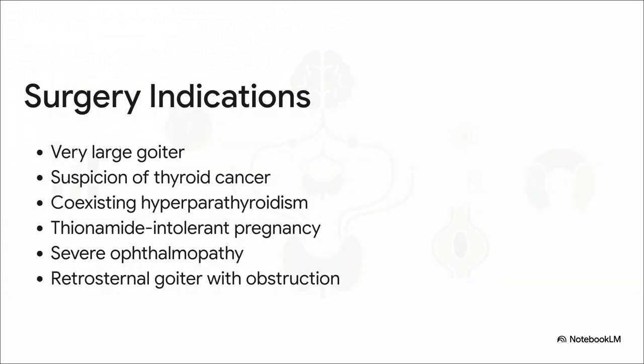To close this out, you have to memorize these exact indications for a thyroidectomy. Discovering a cold nodule on a scan that yields suspicion of cancer on an FNA will immediately mandate surgical resection. You'll also select surgery for a very large goiter, a retrosternal goiter with obstructive symptoms, or severe Graves' ophthalmopathy where radioactive iodine is strictly contraindicated. And remember, after surgery for differentiated thyroid cancer, serum thyroglobulin is exactly what you use as a marker to monitor for recurrence.